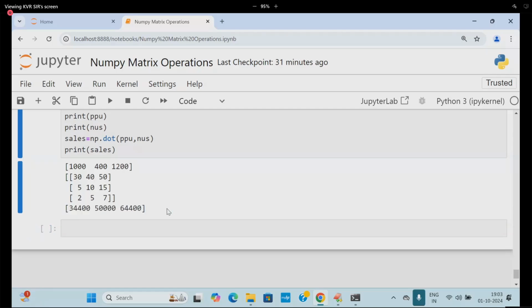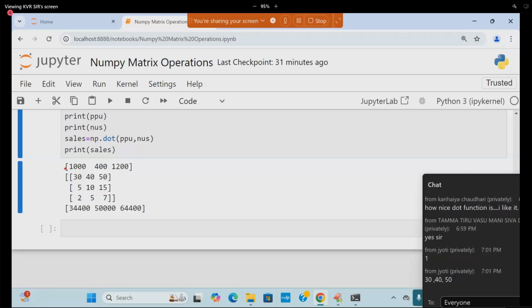Very, very important. If you look carefully, what is the dim of it? It is 1. What is the dim of this one? 2D. That is nothing but 1 into 3: 1 row, 3 columns. And this is 3 into 3. It is 2D.